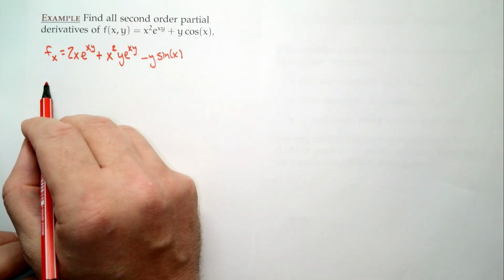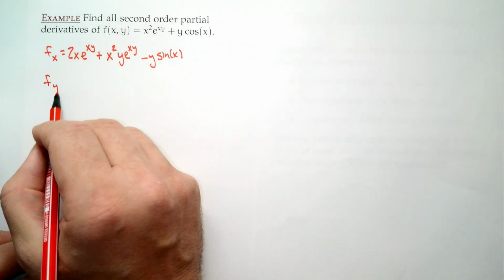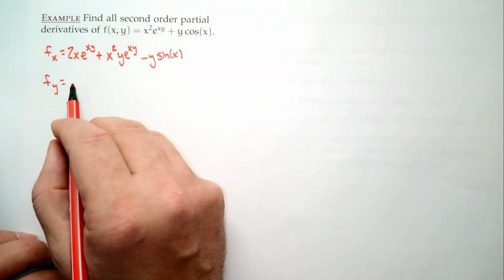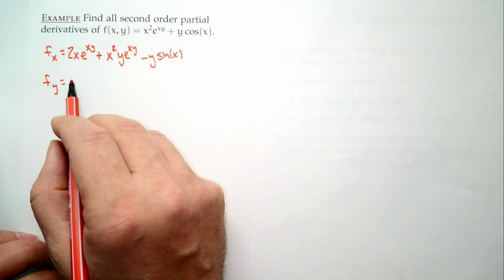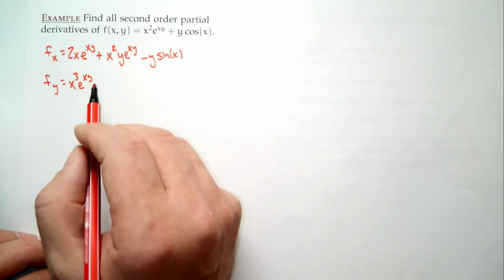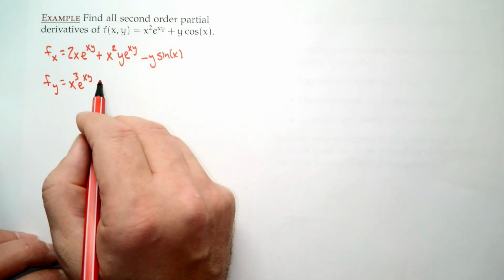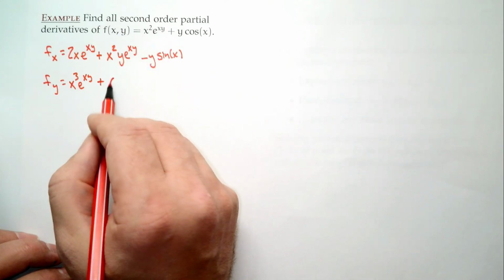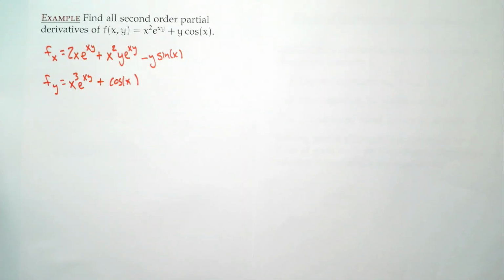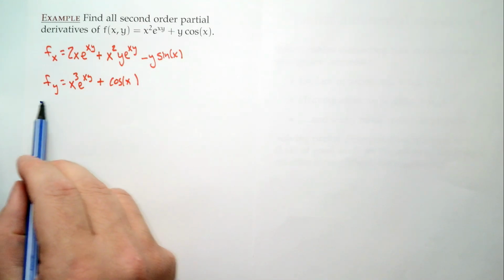f sub y. Well, derivative of x squared e to the xy. x cubed e to the xy. Derivative of y times cosine x. Cosine of x, because cosine of x is a constant. All right. First derivatives out of the way. Ready for second derivatives to begin.